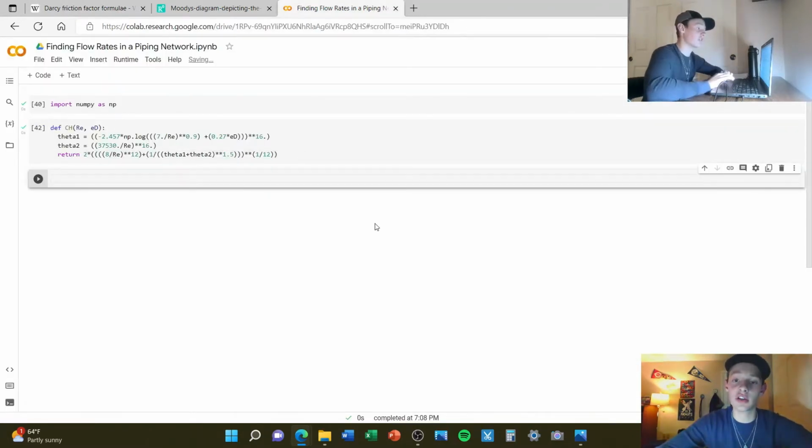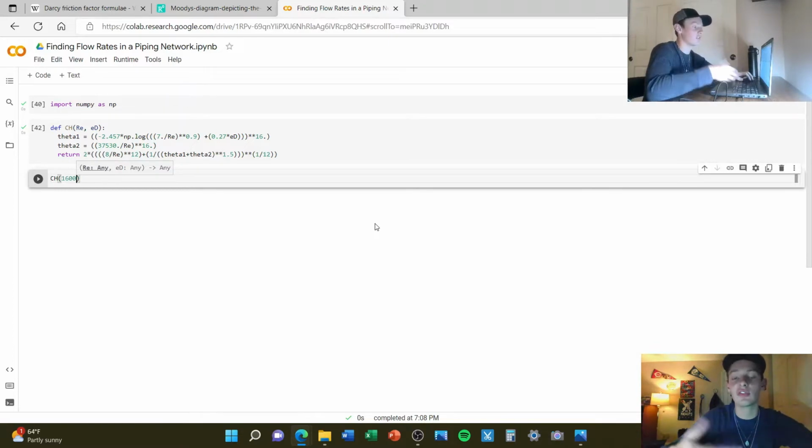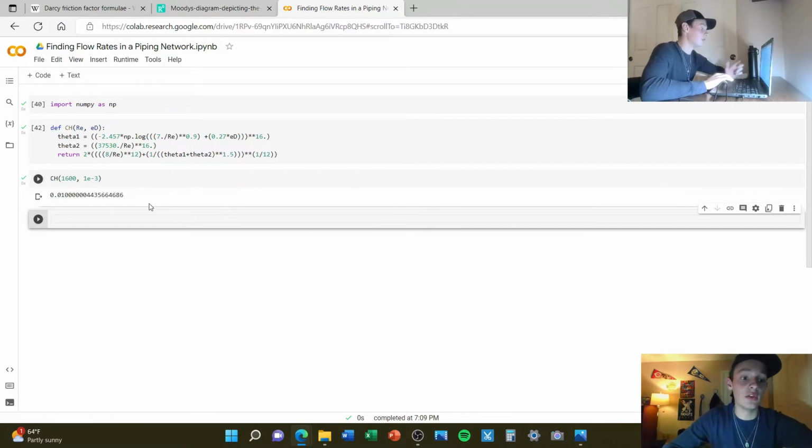Now let's test this function to see if it actually works. Let's start by testing this function at laminar flow. So this would be at a Reynolds number below 2000. Let's do 1600, since the Fanning friction factor for laminar flow is 16 over the Reynolds number. This should be 0.01. So we'll put in some random surface roughness as well. And we do get almost exactly 0.01, which is good.